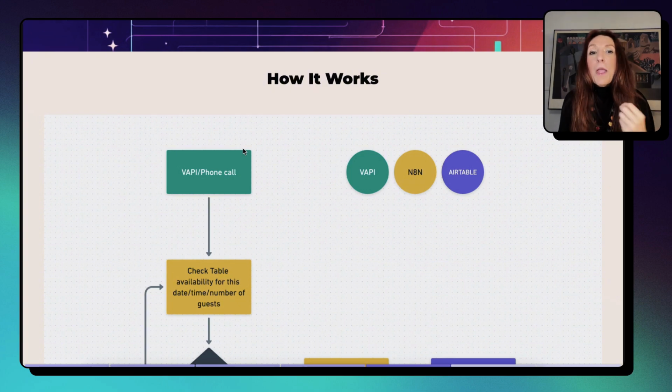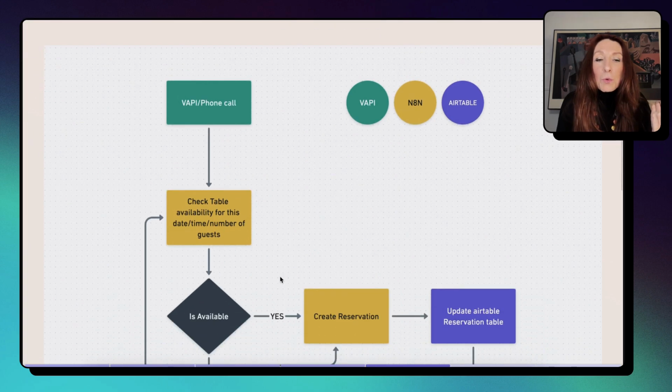First, the customer makes a phone call that interacts with VAPI, and then when you want to make a reservation, VAPI is going to call a tool that will check the availability, and this will trigger a workflow in N8N through a webhook. Once it finds availability depending on the date, the time, and the number of guests, it's going to send this information back to VAPI through a respond webhook. So the table can be available or not.